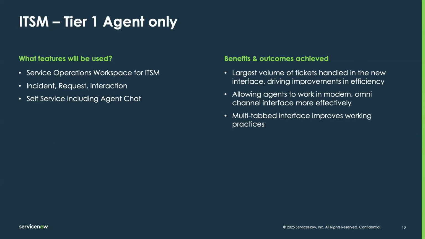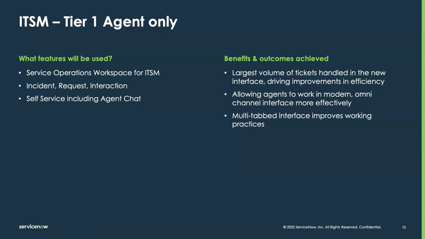So for tier 1, what are some of the features that are going to be used? Of course, the Service Ops Workspace. And then as we mentioned, some of the basic record types like incident, requests, or interaction. Keep things simple initially, and then build on top of that foundation. And then you may also want to use self-service for your employees or your customers using agent chat. So if you have a service portal or an employee center, you have a virtual agent on there. It helps a lot with self-service.